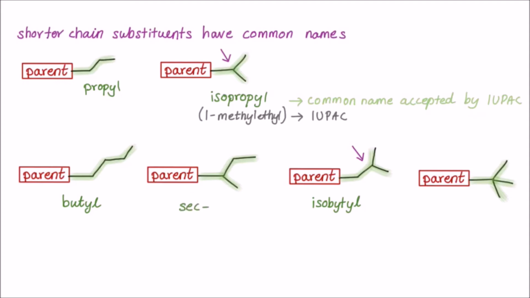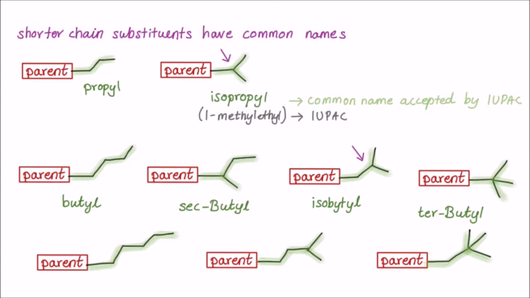Okay. And the second substituent is called secondary butyl or sec-butyl. The parent is attached to the second carbon of the butyl. We call that secondary butyl. And the last substituent is called tertiary butyl or tert-butyl. 3 methyl groups are attached to a carbon atom. That's called tert or tertiary.